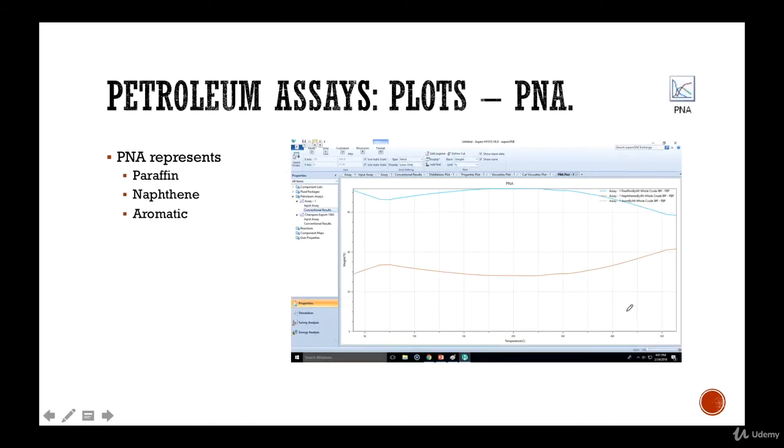The famous PNA is essentially how the crude oil is comparing paraffins, naphthenes, and aromatics. Recall that these are the three great groups: paraffins, naphthenes, aromatics, and well, maybe you can even find the cyclo material.